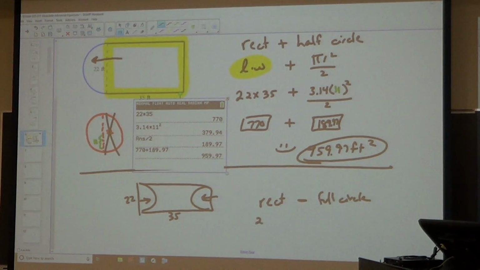So this would be 22 by 35, which is our rectangle, which we already know is 770. And this one would be pi r squared, which is a full circle. We're not going to cut it in half. So this is going to be 3.14 times 11 squared, which we did right there, which is 379.94. And we're going to subtract those because it's sucking in. Whatever that gives me.